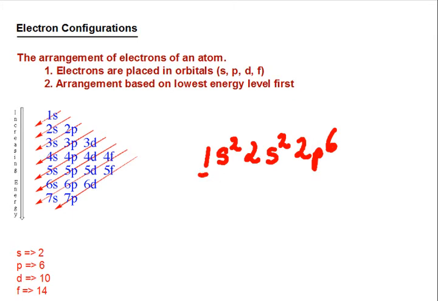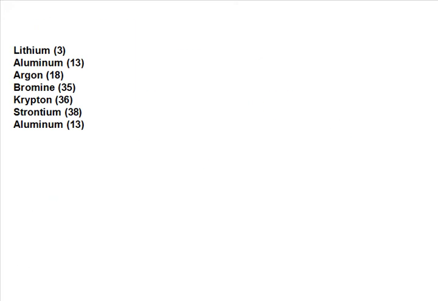Now the 1 represents the energy level. The s represents the sublevel, and the 2 represents the number of electrons that have been put into that sublevel. And of course, we want to remember how many maximum we can put in each one.